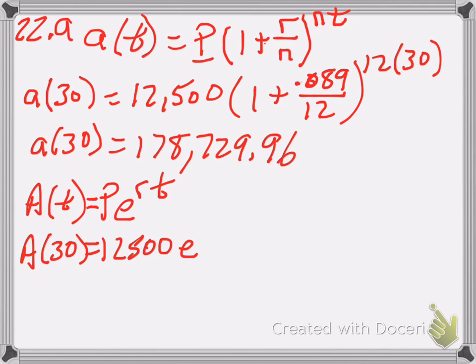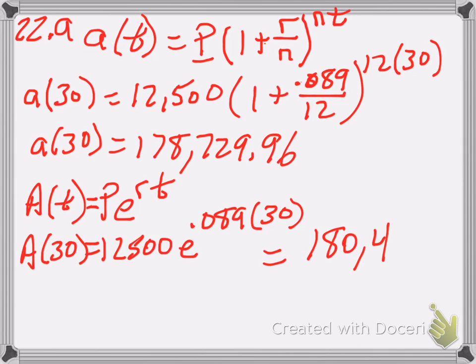Now, when we think about this problem, since it's continuously compounding, this answer should be slightly more than our last answer. And when we plug that into the calculator, that's exactly what we find. This is going to end up being $180,499.61. If you're using the TI Inspire, you might get a slightly different answer here, as I was using Desmos.